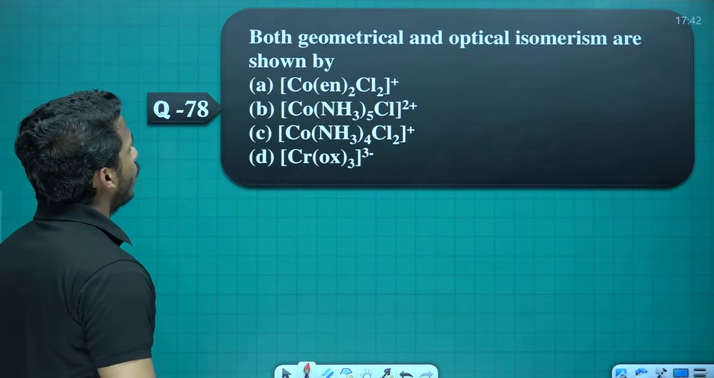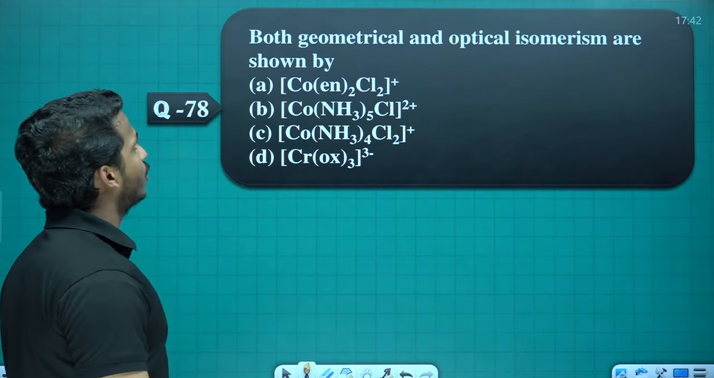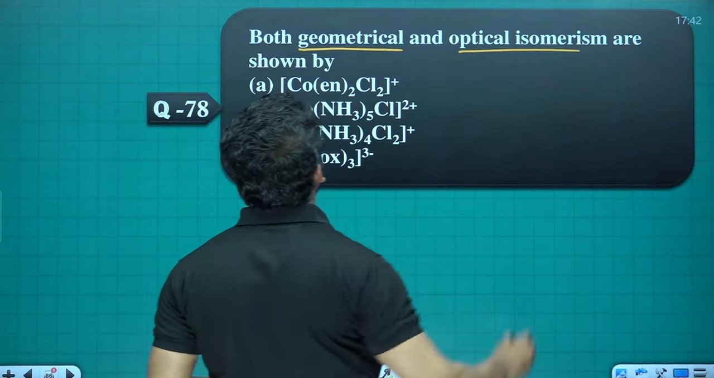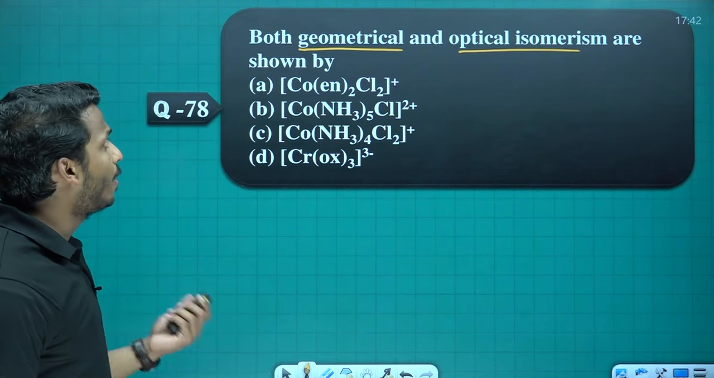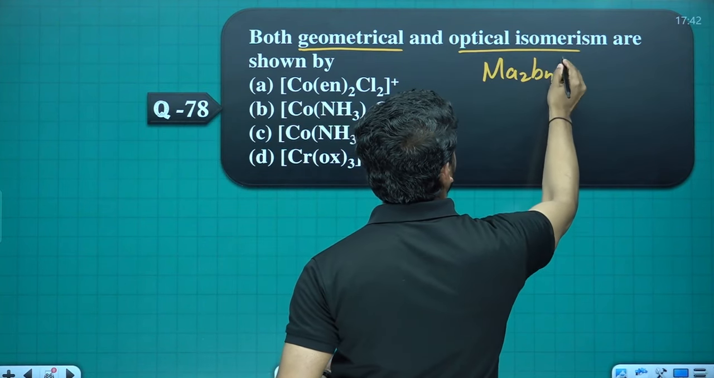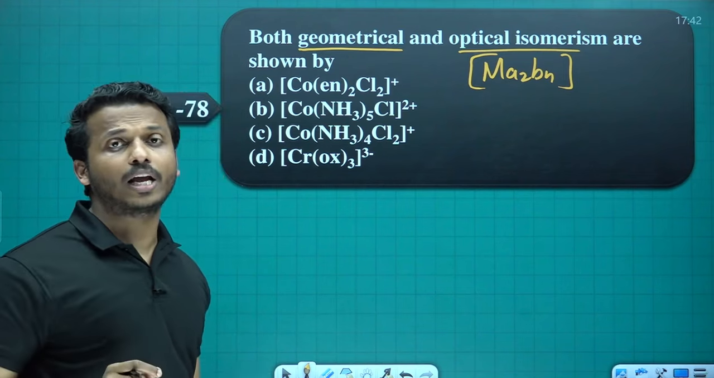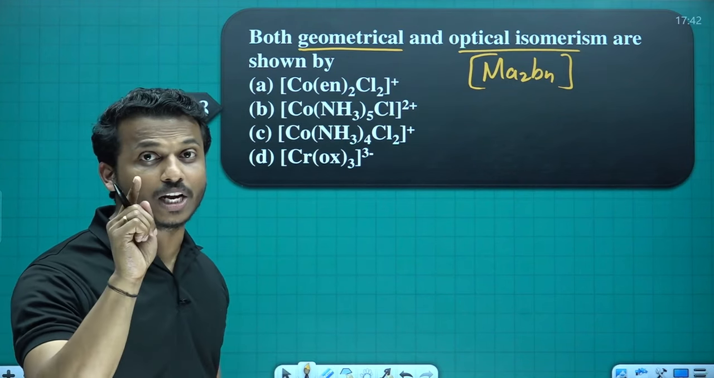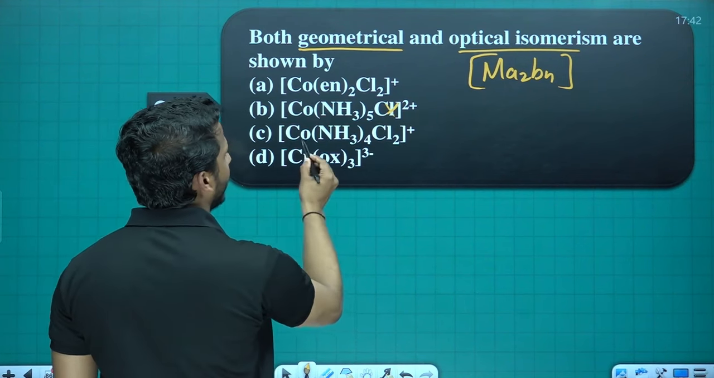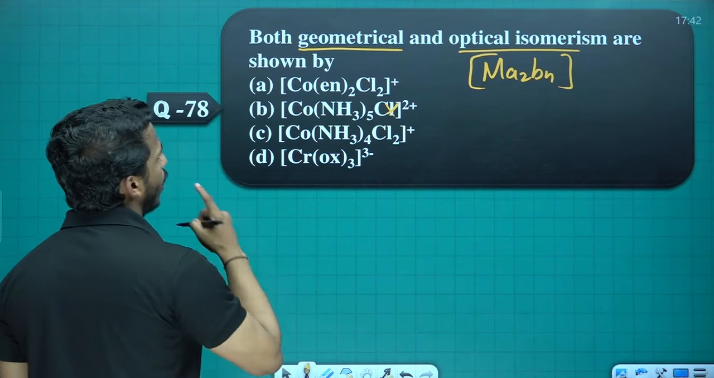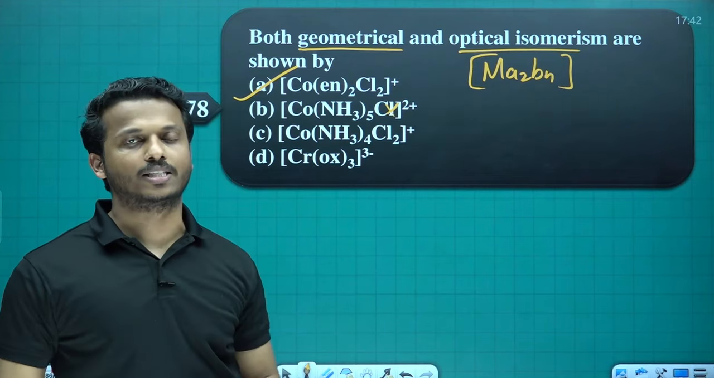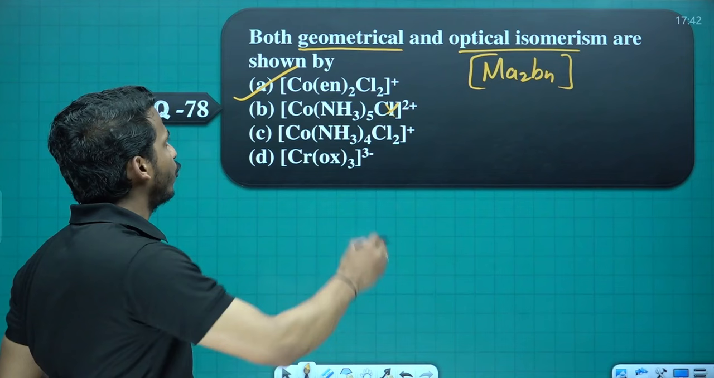Yes, correct. Now, cis-trans and optical isomerism, both geometrical and optical isomerism, are shown by which type? Remember, the MA2B4 type can show both geometrical and optical isomerism, especially the cis isomer. Which type is this one? This is MA5B, no. MA4B2. So I think option A is correct. And remember, in order to show optical isomerism, a bidentate ligand should also be there. Therefore, I selected this one.